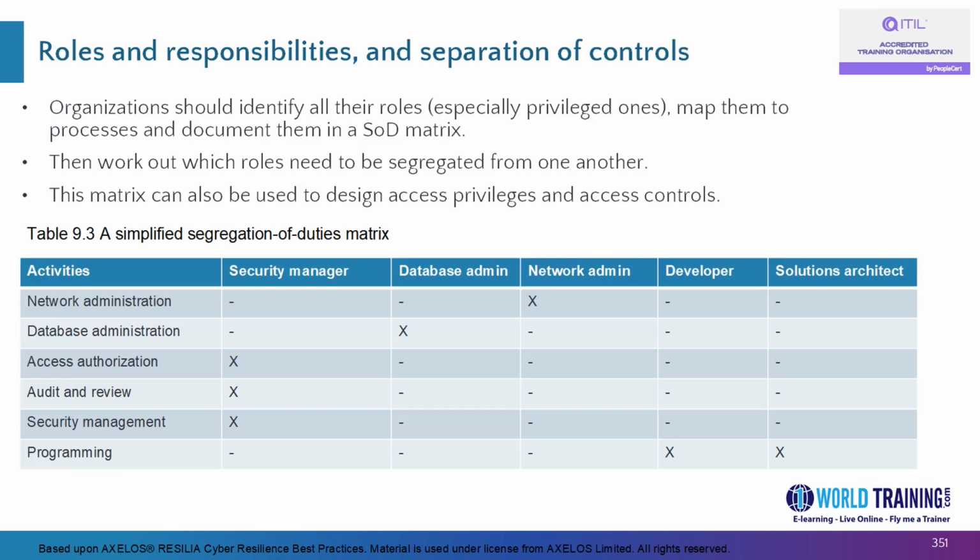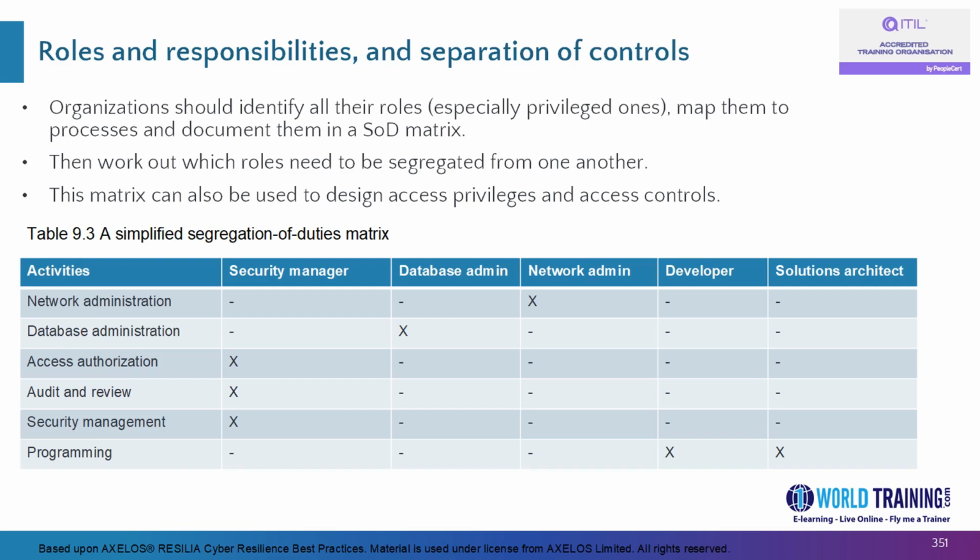So we'll see some examples here. Organizations should identify all their roles, especially the privileged ones, and map them to processes and document them in a SOD matrix. And then work out which roles need to be segregated from one another. This table or matrix can also be used to design access privileges and access controls. We have this simplified SOD matrix in this example.